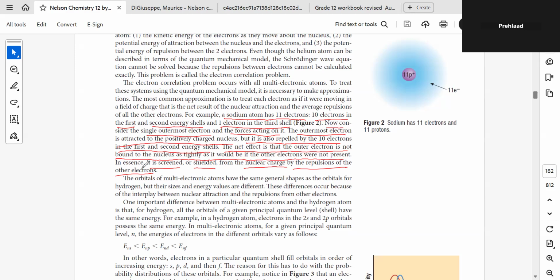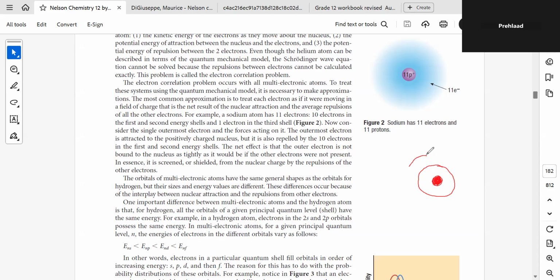Okay, so basically now let us understand this. If you have a nucleus in the center, and imagine that you have a sphere surrounding the nucleus. This is basically effective nuclear charge. The pull on the last electron towards the center is only determined by how many electrons are in the inner shells.